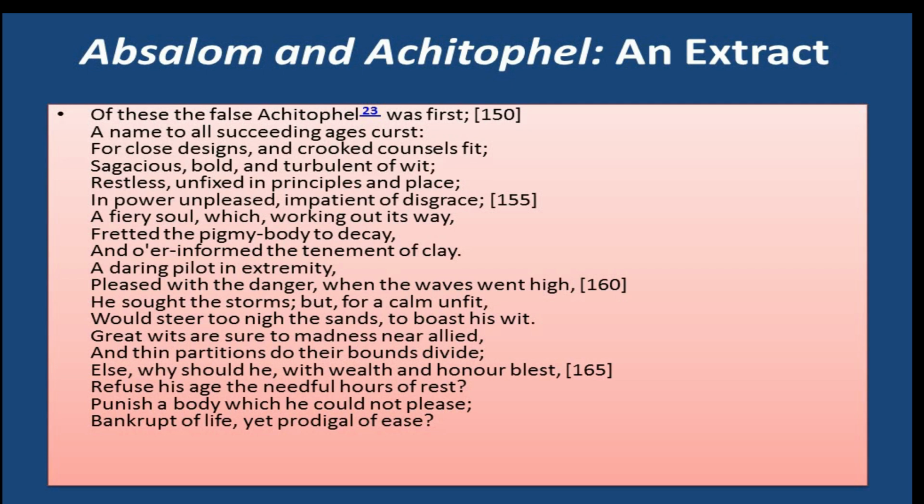This is the extract that describes or satirizes the character of Lord Shaftesbury, or Anthony Ashley Cooper, the advisor of Duke of Monmouth, who is compared to the biblical figure Achitophel. Dryden sees this person as an unfaithful person who proves to be unfaithful to King Charles II and tries to support the rebellion by Duke of Monmouth against the legal king.